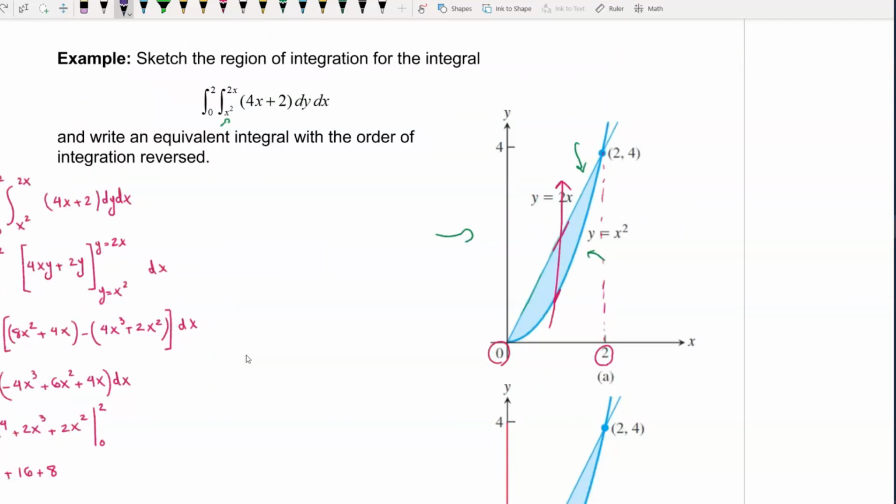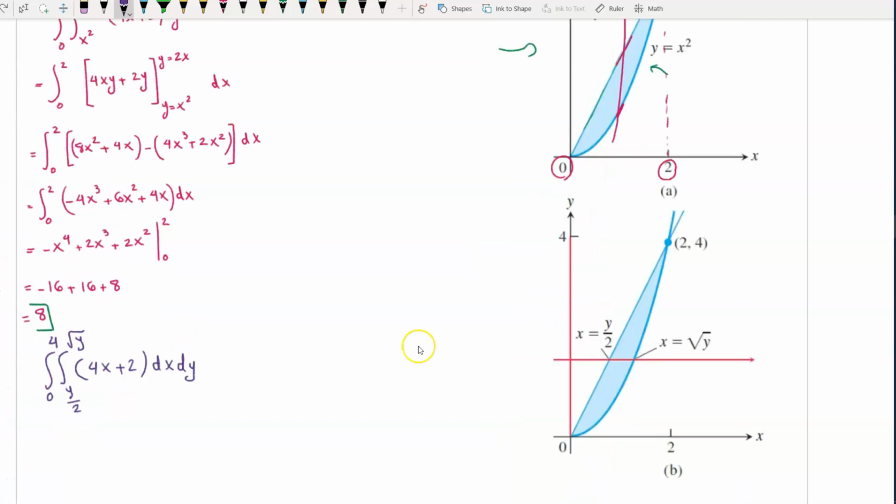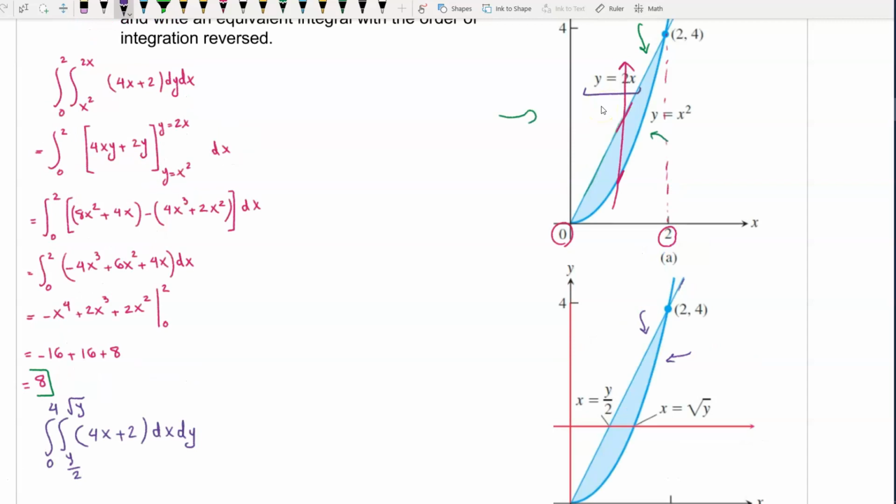Now find limits for integrating in reverse order. So here on the first part we have dy dx, now we're gonna have dx dy. So instead of vertical, now we're gonna use horizontal line based on what we had here. So this one and here this one. So we had y equal to 2x. So using y equal to 2x, solving for x, x it is equal to y over 2.